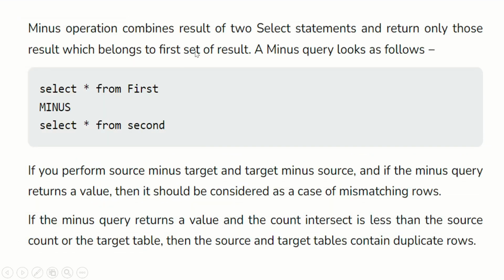The minus operation combines the results of two select statements and returns only those results which belong to the first set of the result. A minus query looks as follows: select star from first minus select star from second. If you perform source minus target and target minus source, and if the minus query returns a value, then it should be considered a case of mismatching rows. If the minus query returns a value and the count of intersect is less than the source count or the target table count, then the source and target tables contain duplicate rows.